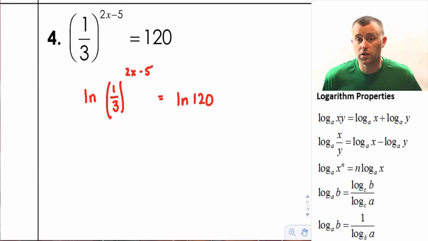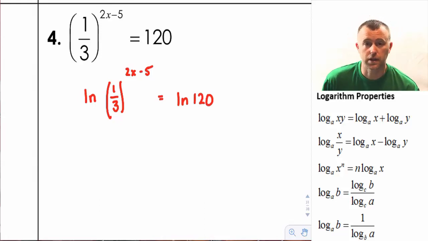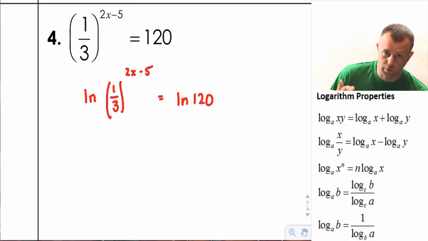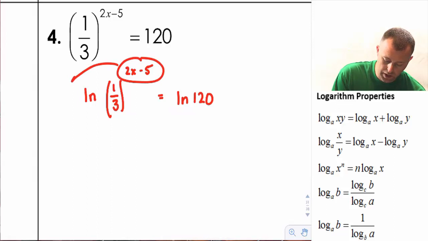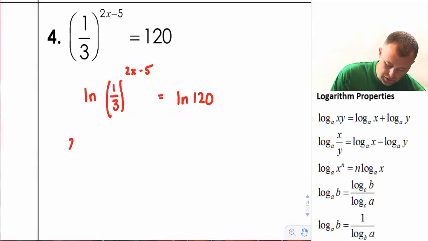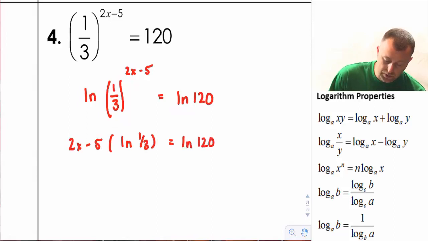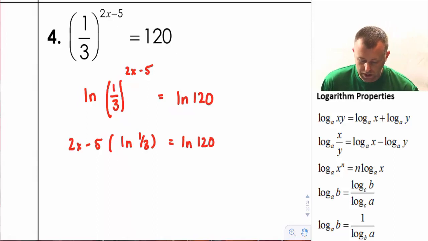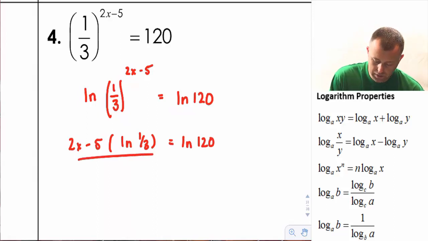So I'm using natural log. It doesn't matter which log you use. That's why I say I just prefer to use natural log anyway, but I'll go back and forth with which ones I end up using. So here I'm going to use that power rule. I'm going to pull that out front. So it's going to be 2x minus 5 times the natural log of 1/3. This just adds a couple more steps to my problem. Those steps just include me dividing both sides by the natural log of 1/3.